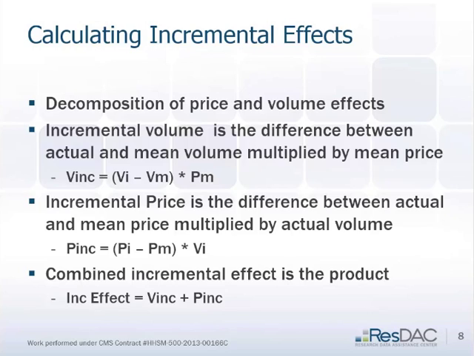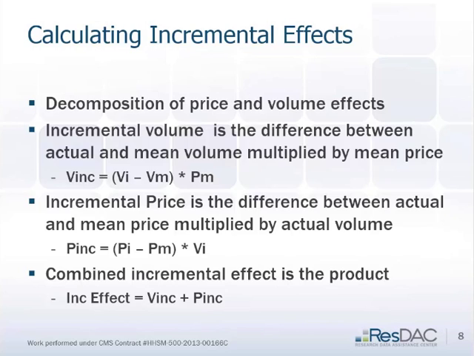So the incremental volume effect is the difference between the actual and the mean value of volume. So VI is the volume in state I, where VM is the mean volume across states. And so the difference in that state from the mean, multiplied by the mean price, would give you that incremental volume effect. So what is the effect of having a greater number of inpatient days in your state on cost? That would be that estimate. And then we look at price, and again, it was the differential between the state-level price and the overall mean across states, multiplied by the incremental volume in that state, or by the actual volume in that state.